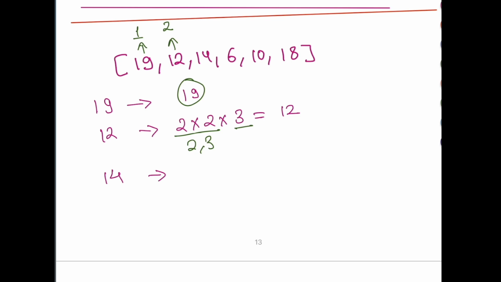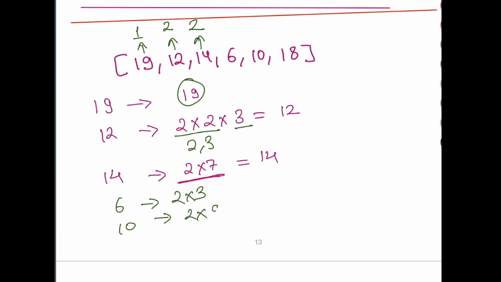The prime factors of 14 are 2 into 7. This is going to make up 14, and the total unique prime factors is 2. One is this, one is this. So the prime score of 14 is going to be 2 again. Now if you try for all other numbers, you will notice that it is 2 for all of them. 6 will be equal to 2 into 3, 10 will be equal to 2 into 5, and 18 will be equal to 2 into 3 into 3, right? All of them have the total number of unique prime factors as 2.